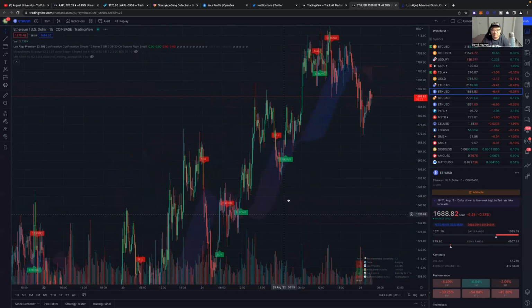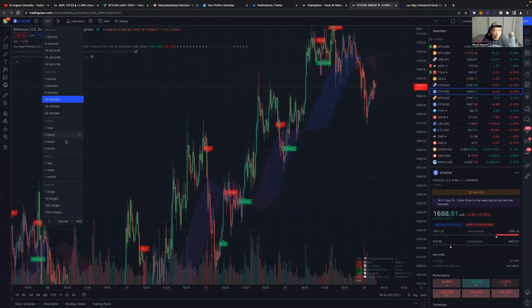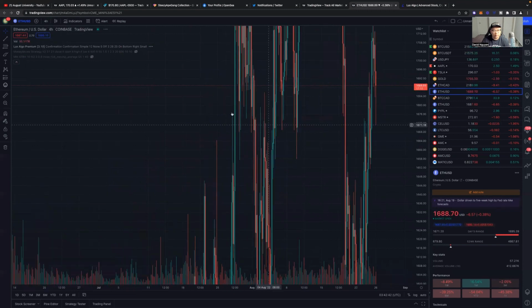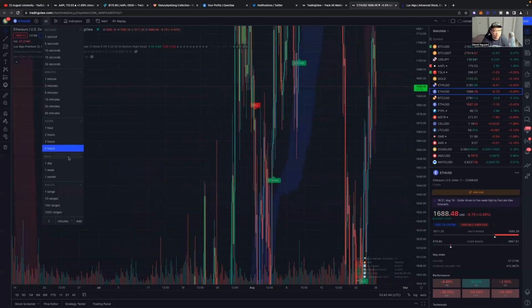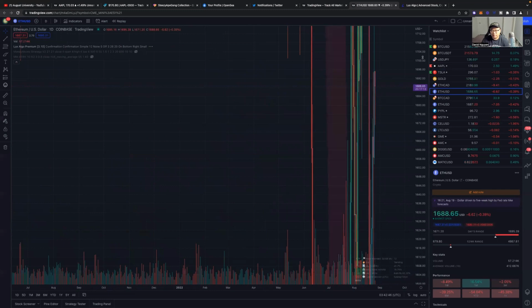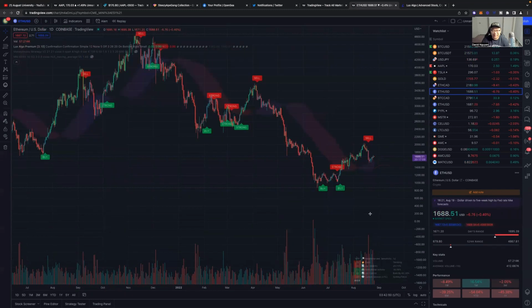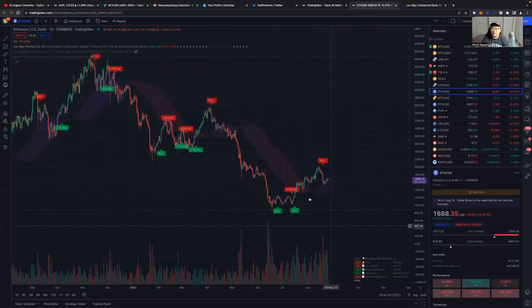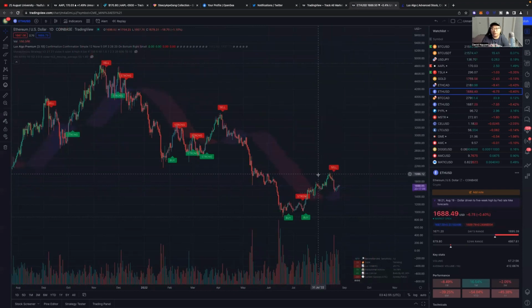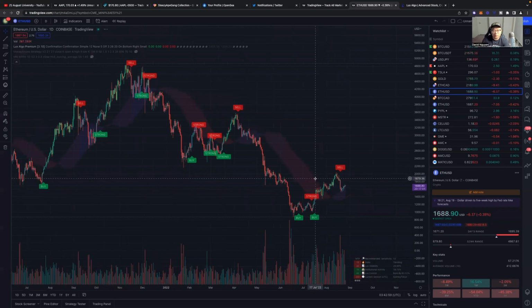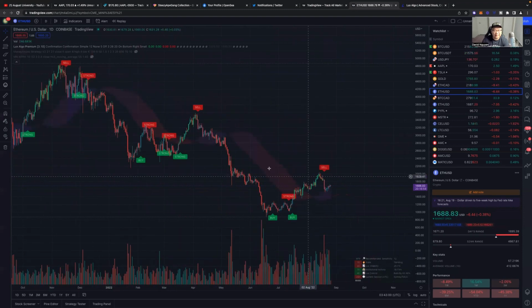If you really zoom out though, on longer time frames, let's go to the daily on Ethereum. If you really zoom out, this is really what this software is made for. It's for longer term, not just staring at the screen all day, but knowing when's the best position to get in and get out.